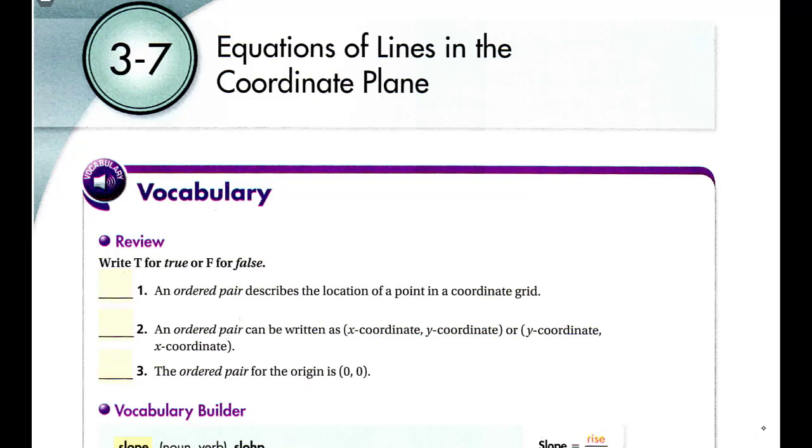For the review, we're just doing true, false. The first one: an ordered pair describes the location of a point in the coordinate grid. That is true. Anytime we have an ordered pair, it gives an address of where a point exists in the coordinate plane. An ordered pair can be written as x-coordinate, y-coordinate, or y-coordinate, x-coordinate. That is false. We should always write it as an xy ordered pair. And the ordered pair for the origin, where the x and y axis intersect, is in fact 0, 0.